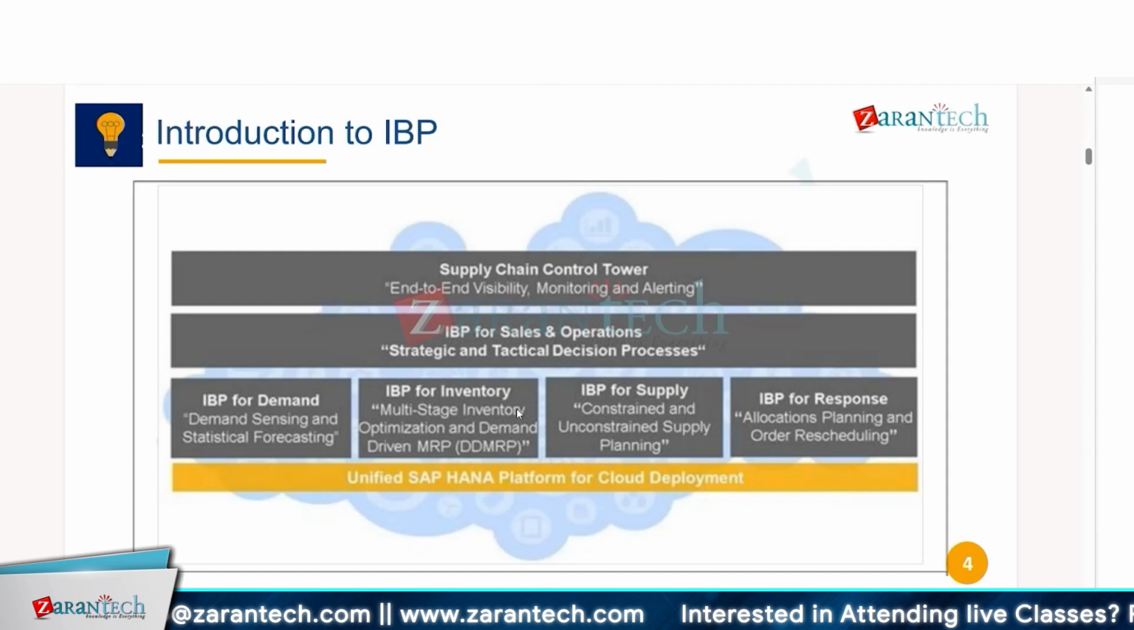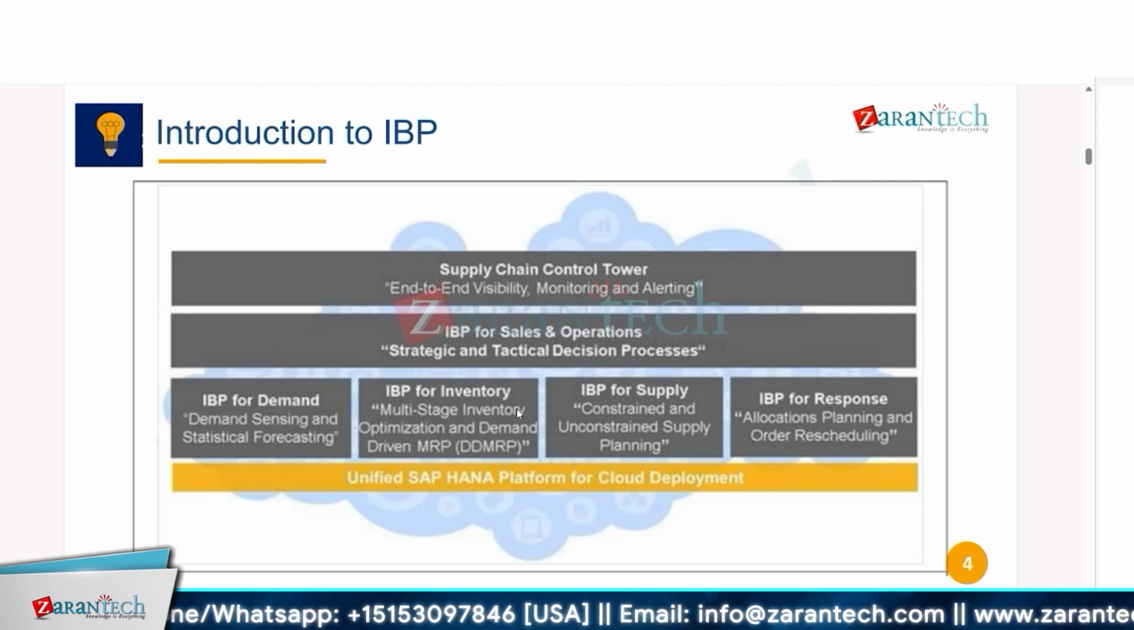Now, after each of these boxes, there are action plans. This action plan goes to the next level. You see the next box, which is called IBP for S&OP, Sales and Operation Strategic Tactical Decision Process. So this is the team of top management. But this is not the topmost management.